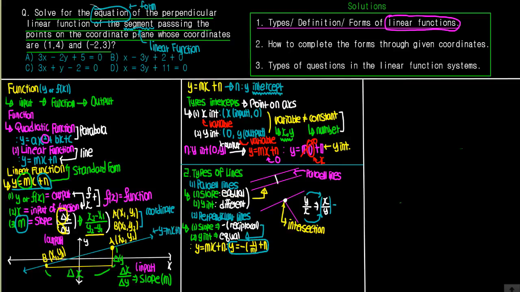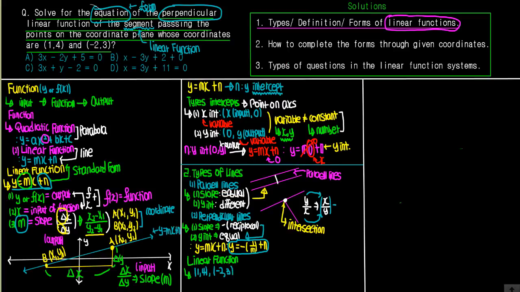And if you go back to our original question, we're also trying to solve for the equation, which means the form of a perpendicular line. So let's actually get through our equations. We need to solve for our actual linear function in order to solve for our perpendicular line. But they didn't give us what the function was going to be. All they gave us are the coordinates: 1, 4 and negative 2, 3.